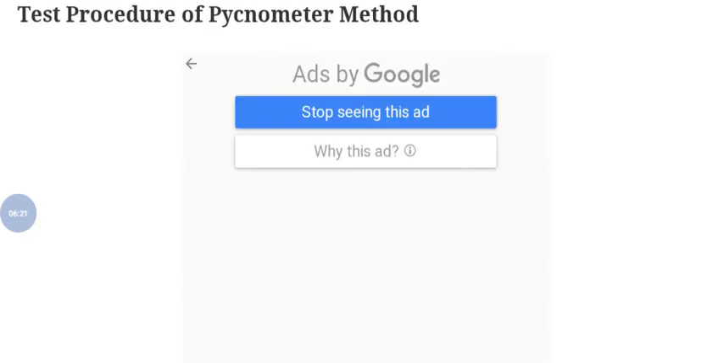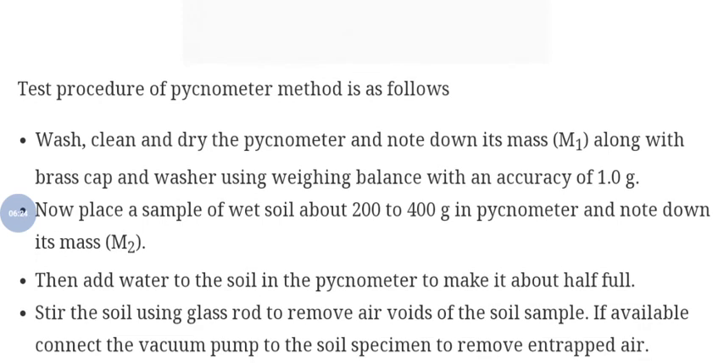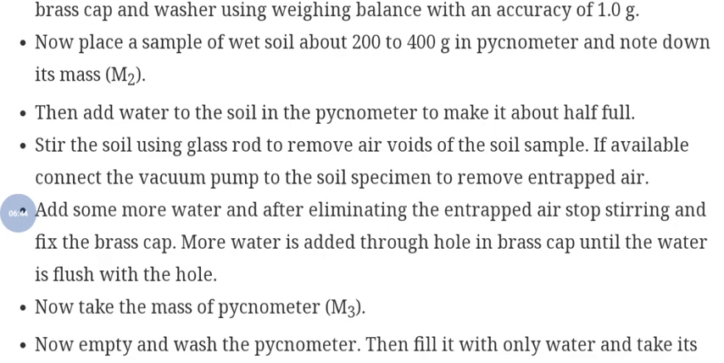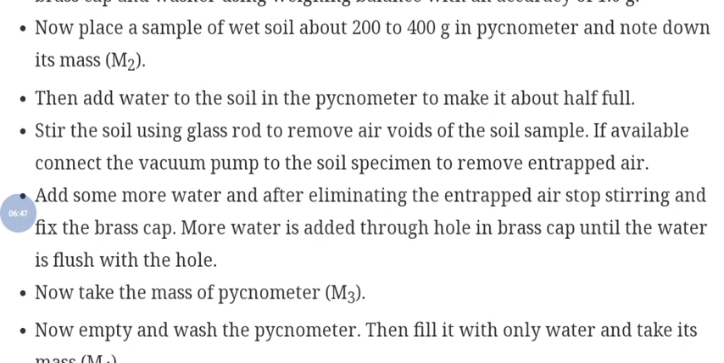Test procedure for the pycnometer method is: first, wash, clean and dry the pycnometer and note down its mass M1 along with the brass cap and washer using the weighing balance with an accuracy of 1 gram. Now place a sample of the wet soil, about 200 to 400 gram, in the pycnometer and note down its mass M2. Then add water to the soil in the pycnometer to make it about half full.